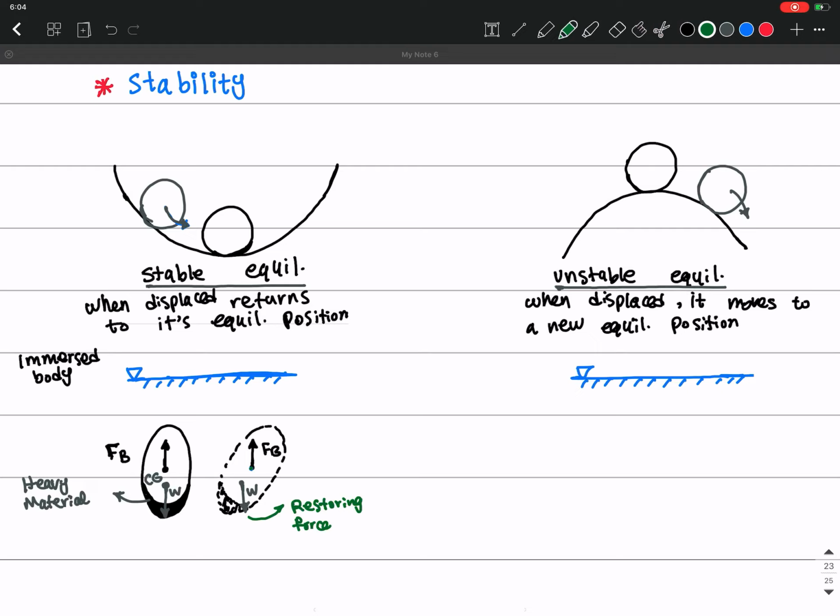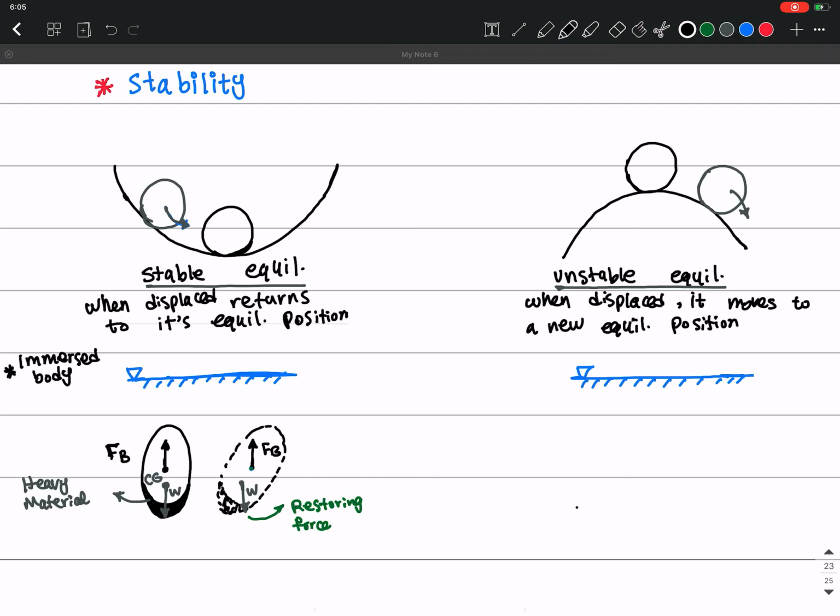So this is important to note that even if you displace it to the left or to the right, you will see the same thing, that the W is going to put this object back into its original equilibrium situation and position. So this equilibrium is a stable equilibrium. This equilibrium state is a stable equilibrium state for this shape, okay? So now let's investigate a second shape, a second object.